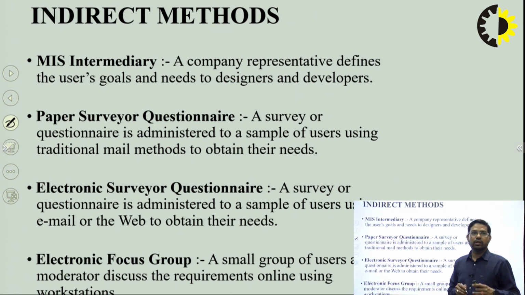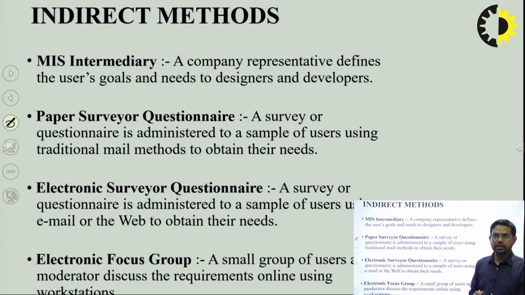Next, the important thing is the indirect method. The indirect method is basically where we do not communicate directly with the person. We have to use a third party or other means, just like when we talk with each other through another person. So that is the indirect method.